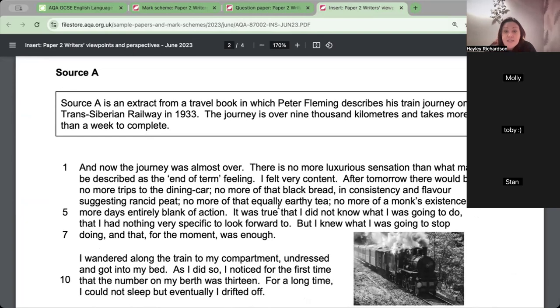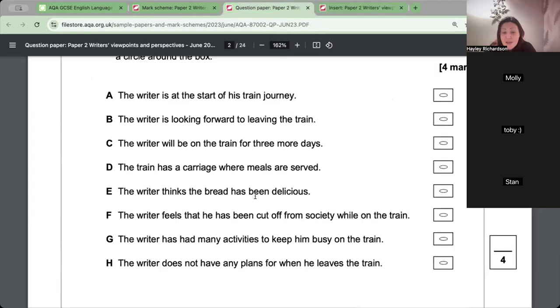It doesn't actually say that. It does say no more black bread, but it doesn't mean that there's food on the train, because it might mean that he or she is talking about food once they're off. The writer thinks the bread has been delicious. No. The writer feels that he's been cut off from society while on the train, maybe. The writer has had many activities to keep him busy on the train, and the writer does not have any plans for when he leaves the train.